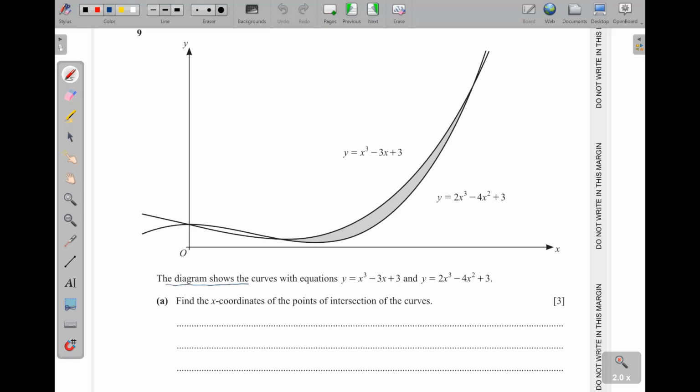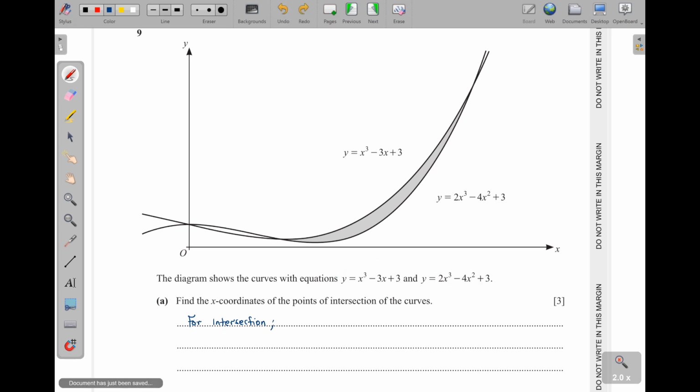Question 9. The diagram shows the curves with these two equations here. Part A, find the x-coordinates of the points of intersection of the curves. Of course, for intersection, we are going to solve these two simultaneously. We equate them. I'm going to put this one here in the place of this y here.